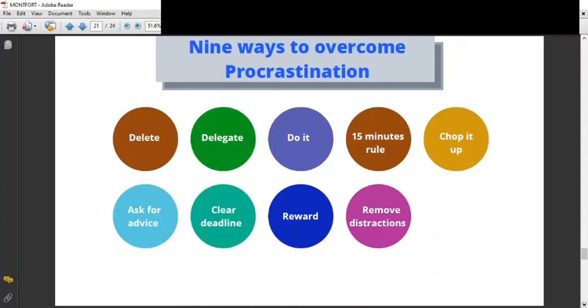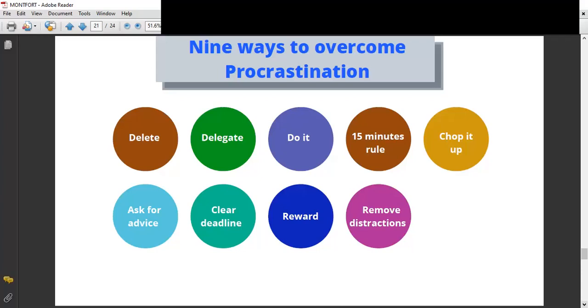First one is delete. If you can't do it, you delete it. Delegate. You think that I cannot handle this work, give it to some other person who knows it well. Do it: the 15 minutes rule. Try to finish within 15 minutes. Chop it up. Don't take all the work at a time. Divide the work, start doing and chop it up.